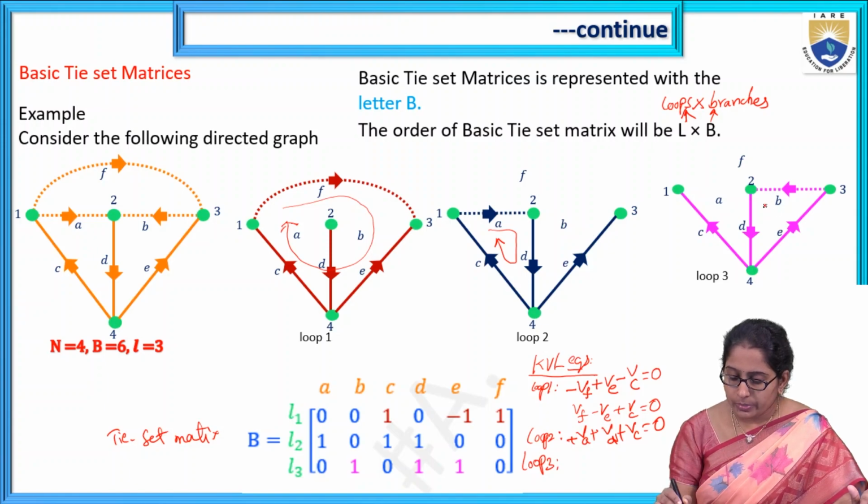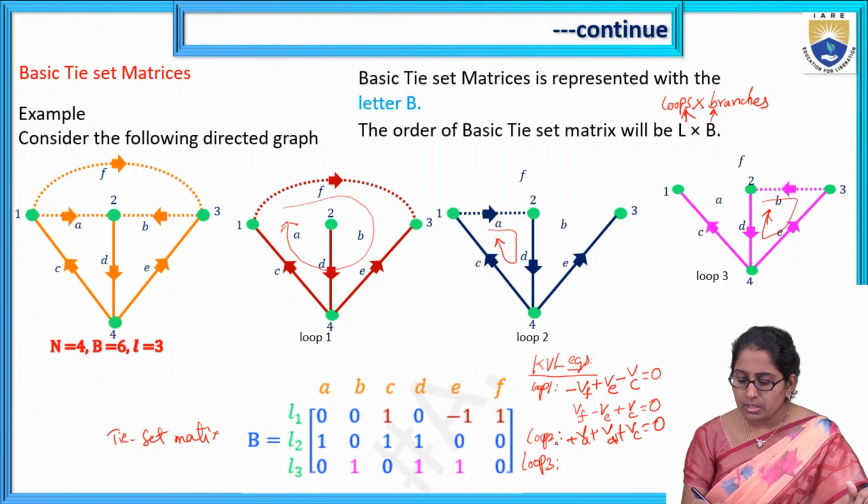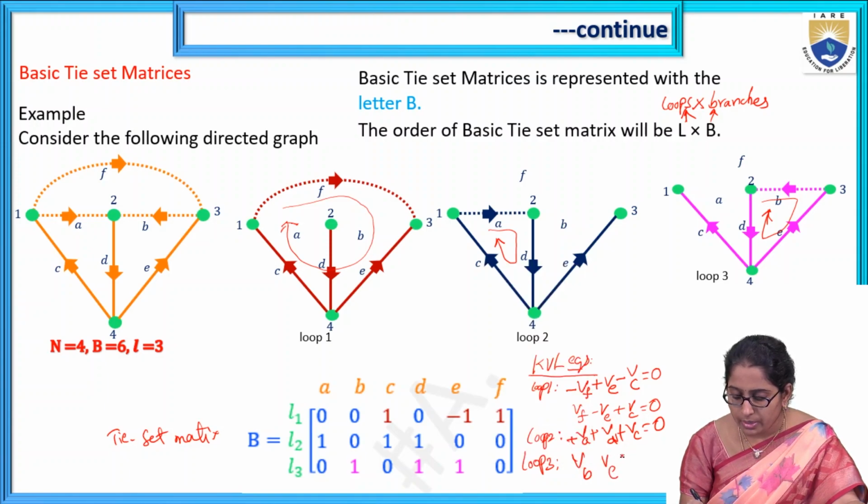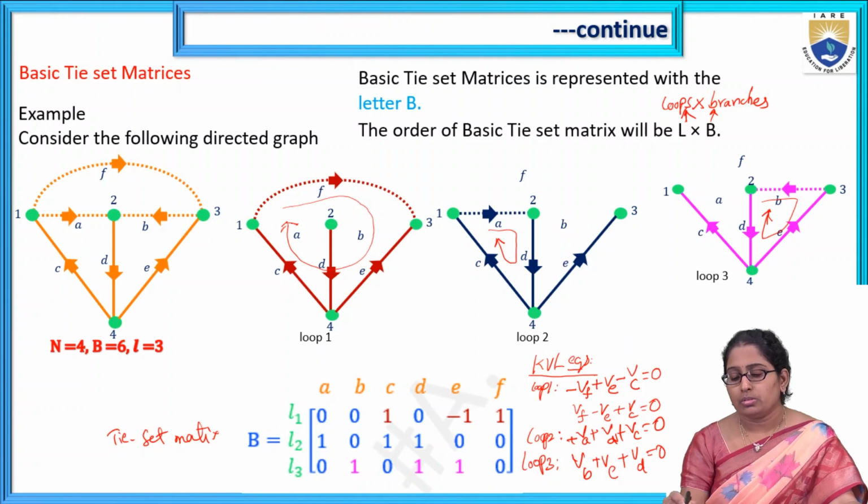Loop 3, same, assume a loop current, link current direction. Like this I have taken. So write down the KVL equation. Plus VB, yes or no? VB current is opposite to the assumed current. So plus VB, plus VE and plus VD equals 0. That's all. So the loop is completed to write down the KVL equation.